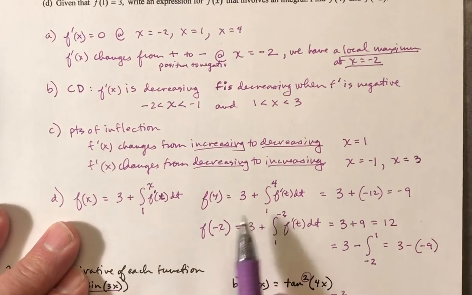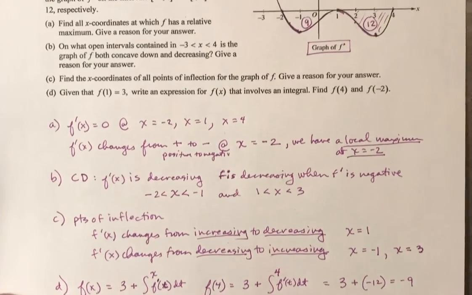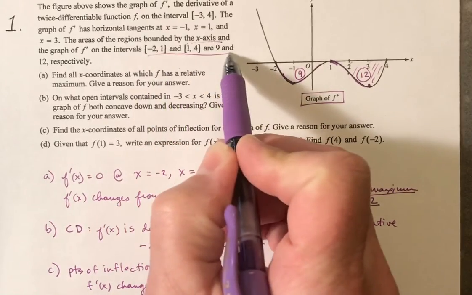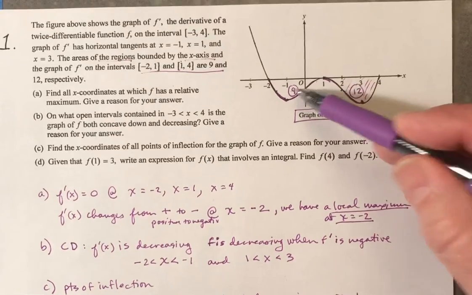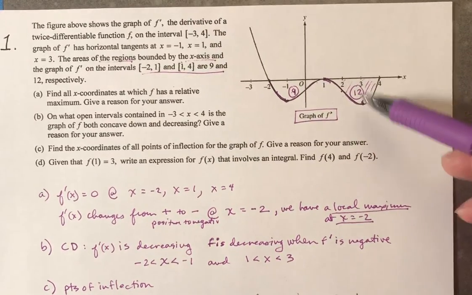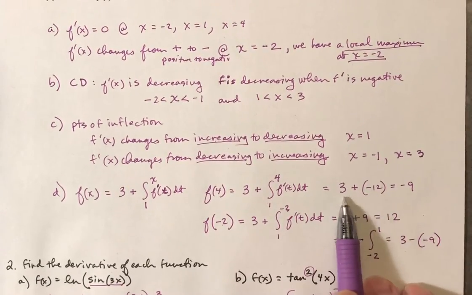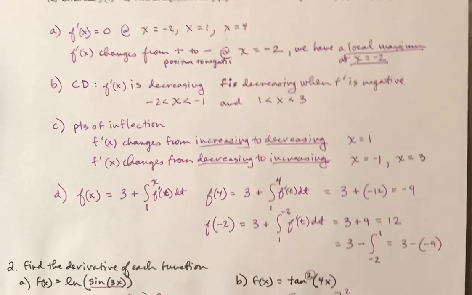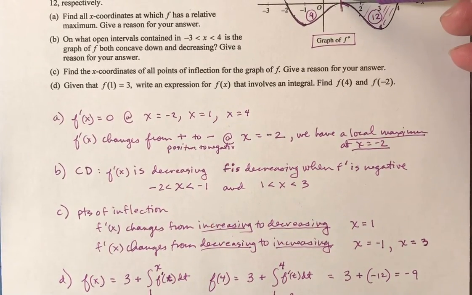And then we have to figure out what the value of f of 4 is. Now, we are told in the original problem that the areas in these regions, this is 9 and this one is 12. So when we integrate, then we would have 3 plus -12, and that answer would give us -9, because we're starting from 1 here. So this has f of 1 is 3 minus 12.